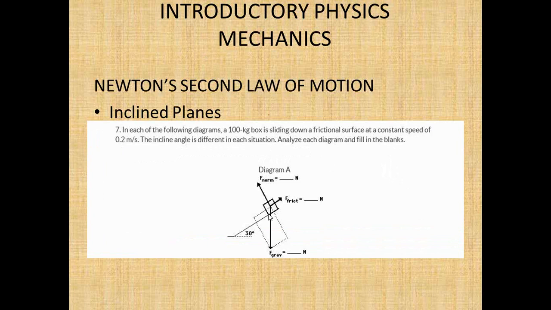So we have an inclined surface, 30 degrees, we have this object which is sliding down the inclined surface. It has a constant speed, and they gave us the speed. So they want you to calculate the normal force, they want you to calculate the frictional force, and they want you to calculate the force due to gravity.